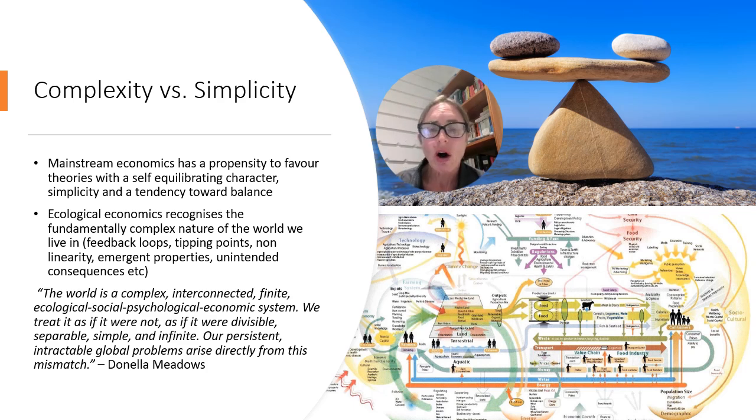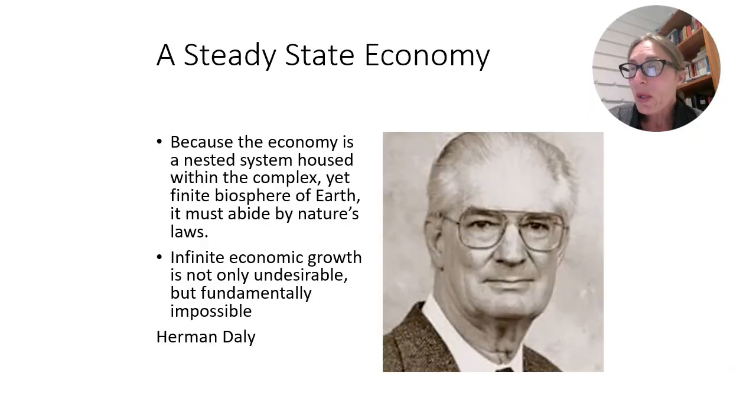The world is a complex, interconnected, finite, ecological, social, psychological, economic system. We treat it as if it were not, as if it were divisible, separable, simple and infinite. Our persistent, intractable global problems arise directly from this mismatch. We can see this with weather patterns and the increasingly chaotic nature of seasons, temperatures and patterns.